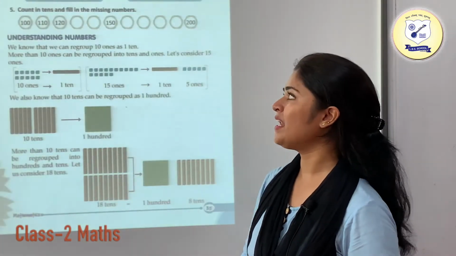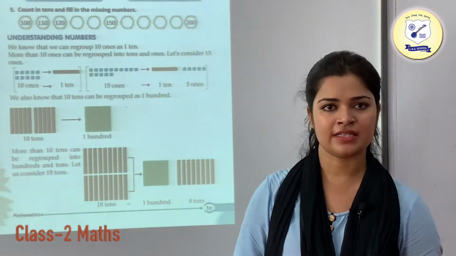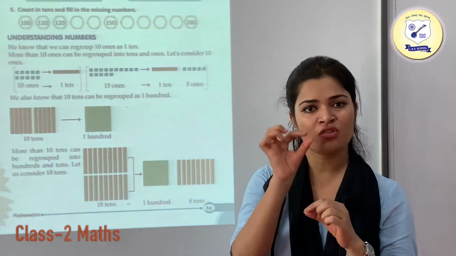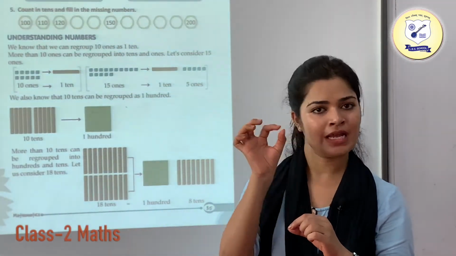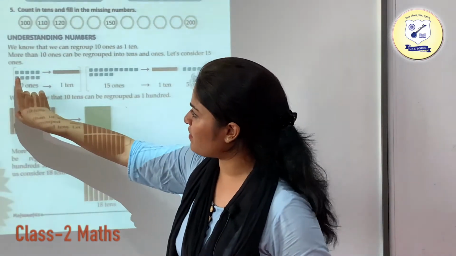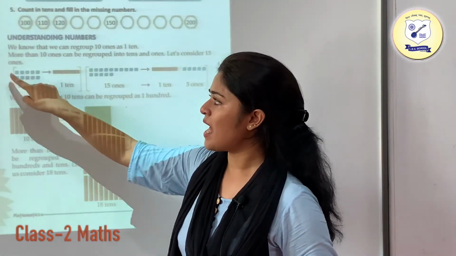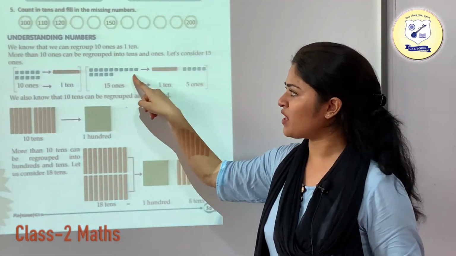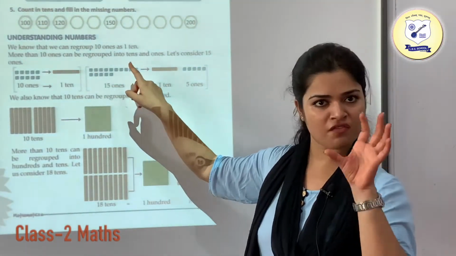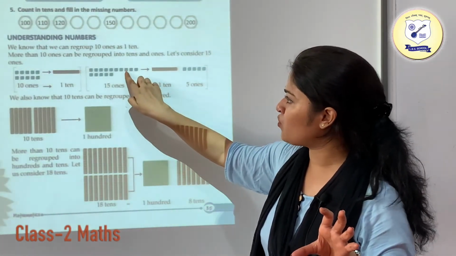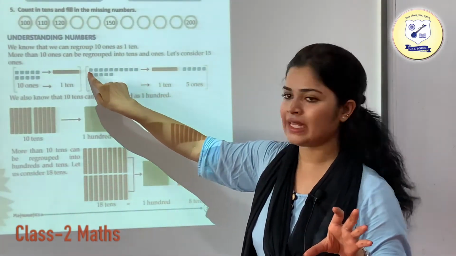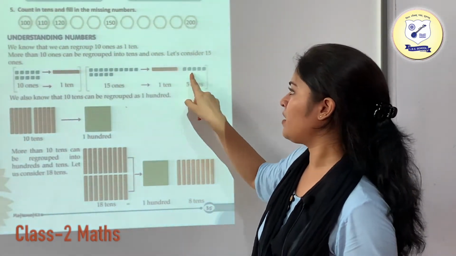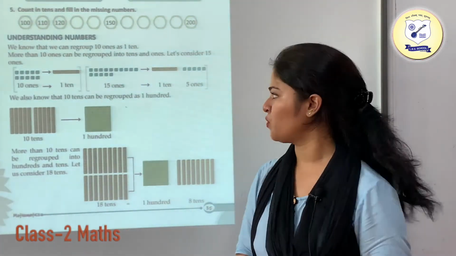We know that we can regroup 10 ones into 1 ten. As I have told you earlier, 10 blocks of ones are going to form your 10. Similarly, you can see that we have 10 ones boxes in front of us, and combined they have formed this 10. Similarly, we have 15 ones over here, so among those 15 ones, these 10, 1, 2, 3, 4, 5, 6, 7, 8, 9 and 10, these 10 boxes of ones are going to form your 10, and 5 ones will remain with you.